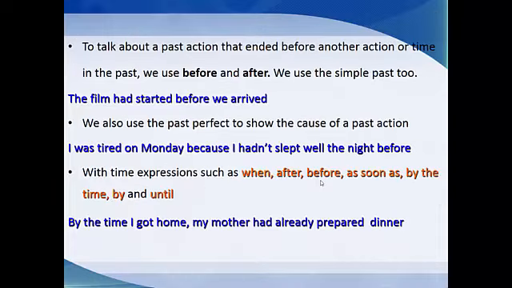Now, to talk about a past action that ended before another action or time in the past, we use before and after. We use the simple past too. The film had started before we arrived. We also use the past perfect to show the cause of a past action. I was tired on Monday because I hadn't slept well the night before. With time expressions such as when, after, before, as soon as, by the time, by, and until. By the time I got home, my mother had already prepared dinner.